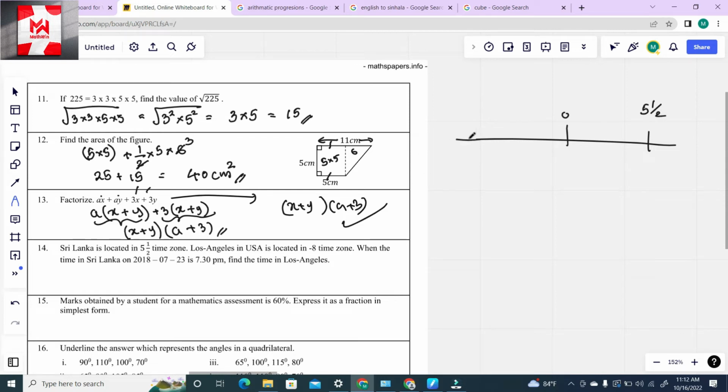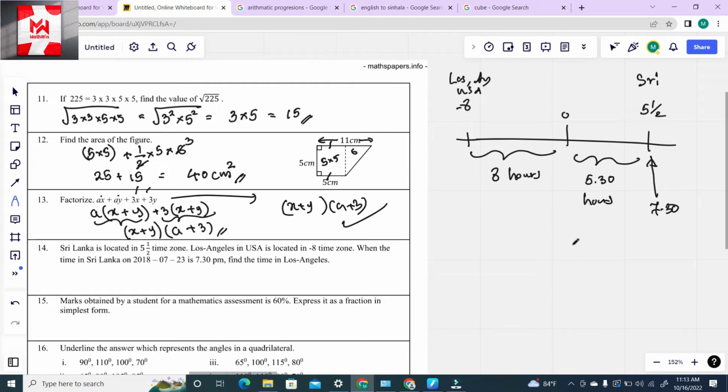Here Los Angeles is -8. Here the time difference is 5 hours and 30 minutes. Here the difference is 8 hours. Okay, here Sri Lanka, here Los Angeles, USA. If the Sri Lanka time is 7:30 p.m., so when we are considering the total, you have to come to the back.